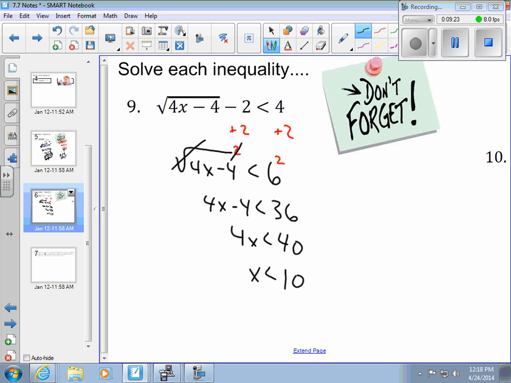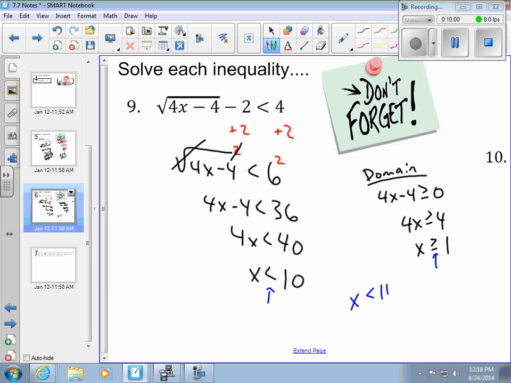Okay. Is it anything less than 10? Well, let's check the domain. If we check the domain, that means whatever's under that square root over there has to be bigger than or equal to 0, because you can't take the square root of anything less than 0. If you solve this out, divide by 4, it looks like x has to be bigger than or equal to 1. So in this case, since these inequality signs are pointing different ways, one has to be greater, one has to be less than, we do need to combine them together to get our answer. So if we put these two parts together in our answer, x has to be less than 10, and it needs to be bigger than or equal to 1. That's the solution set for this one.